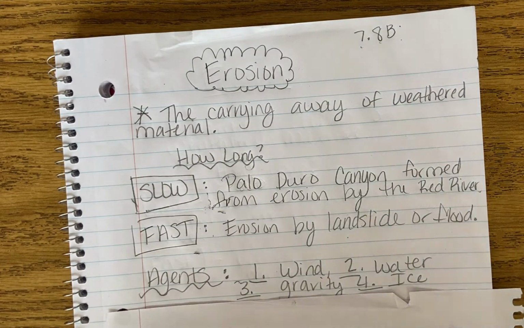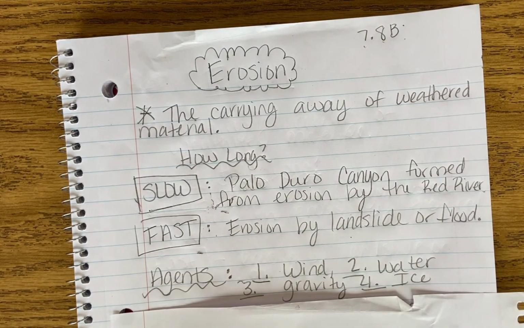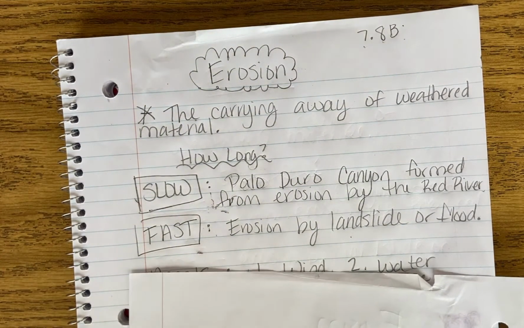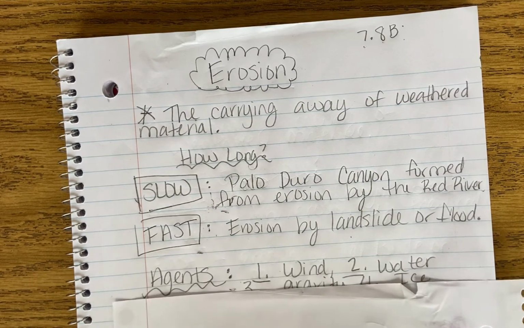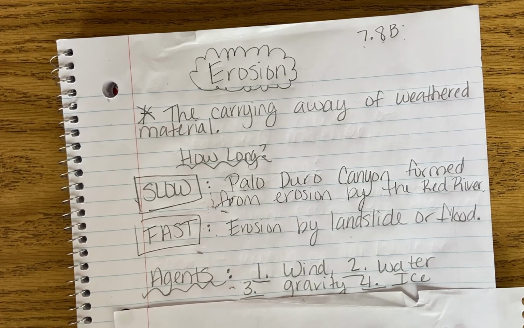The agents of erosion are wind, water, gravity, and ice, which are glaciers. So wind can form, wind is going to carry sand away or soil away or rocks, and then that is how abrasion, the flat rocks, are formed, or even the arches in Utah are formed.